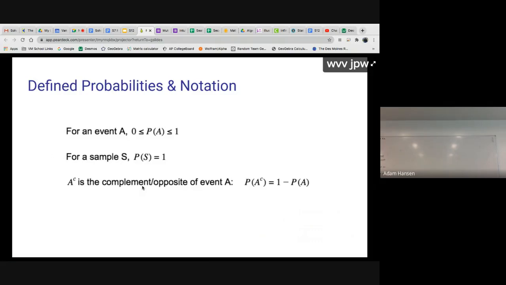We talk about sample space. For a given sample space, the probability of that sample space has to be 1. What's the probability of getting a head when you flip a coin? What's the probability of getting a tails when you flip a coin? So altogether, 100%. Every sample space has a probability of 100% because it's every possible outcome all grouped together.